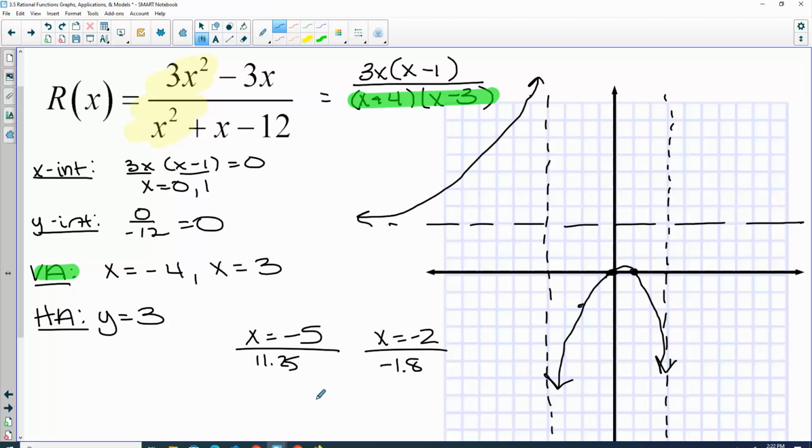All right, we have one more side. Let's plug in a number. We need something bigger than 3. So if I put in a 4, let's see what we get.